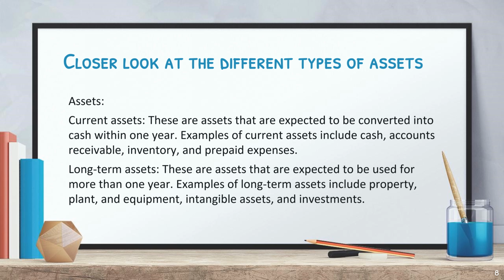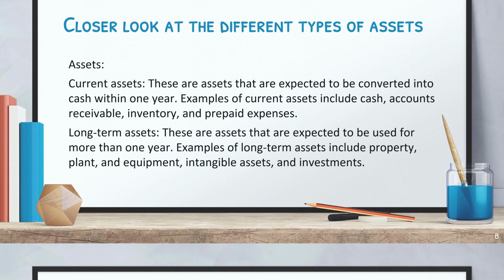Here is a closer look at the different types of assets and liabilities. Current assets. These are assets that are expected to be converted into cash within 1 year. Examples of current assets include cash, accounts receivable, inventory, and prepaid expenses. Long-term assets. These are assets that are expected to be used for more than 1 year. Examples of long-term assets include property, plant and equipment, intangible assets, and investments.